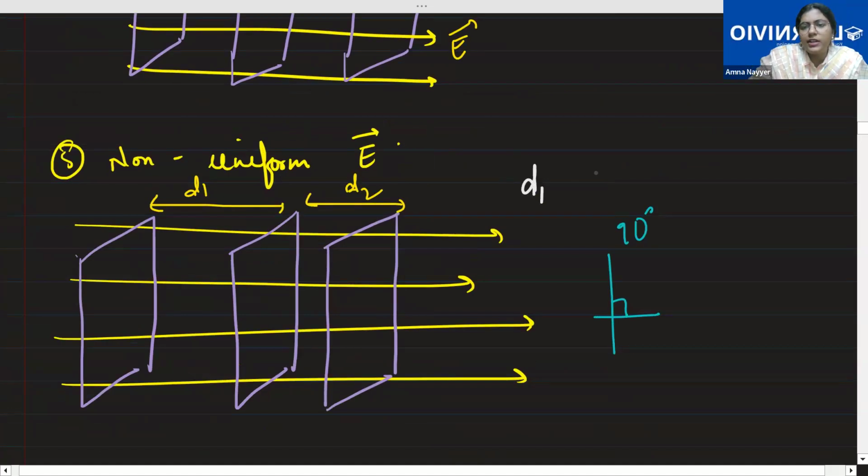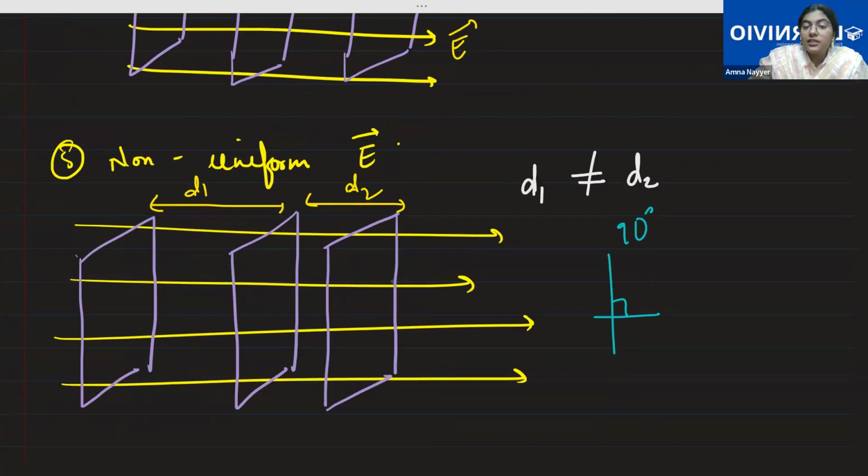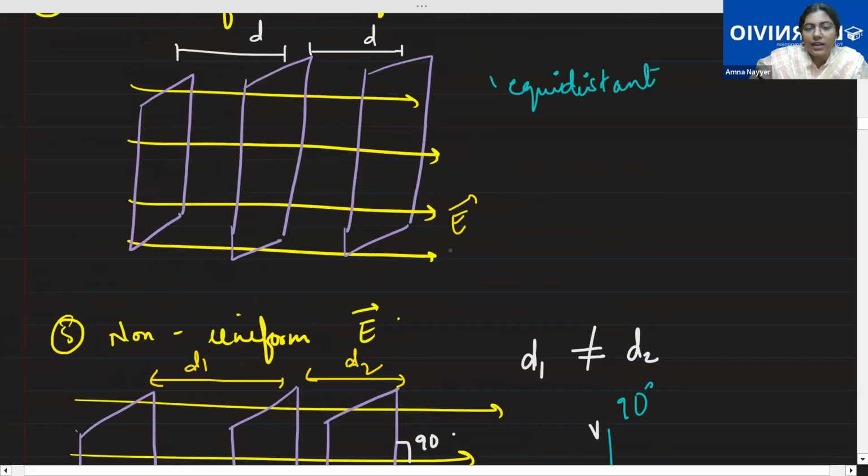So here D1 is not equal to D2. And equipotential surfaces have electric field perpendicular, so that's why this is your equipotential surface, this is the electric field. So this gap should be there in your diagram. This 90 degrees should be reflected.